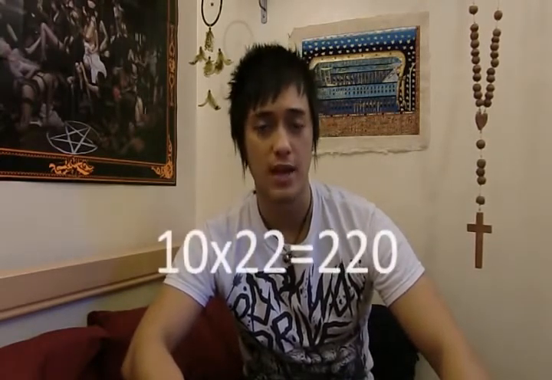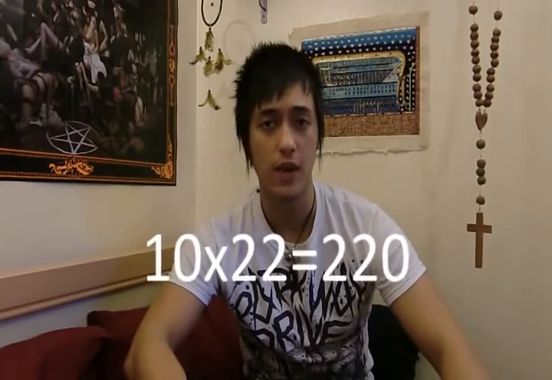Now the number 220 holds importance with Thelemites because 220 is the total number of verses in the Book of the Law, but also 220 is the sum of 10 times 22, 10 representing the number of Sephiroth on the Tree of Life, and 22 representing the number of paths on the Tree of Life. Therefore, the number 220 represents the Tree of Life in its entirety.